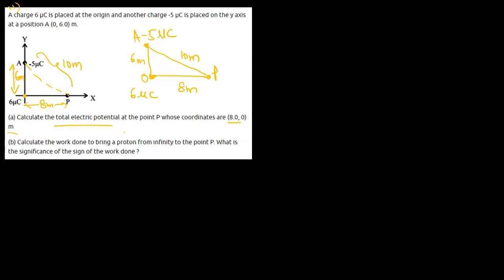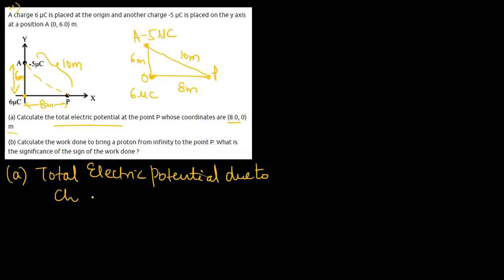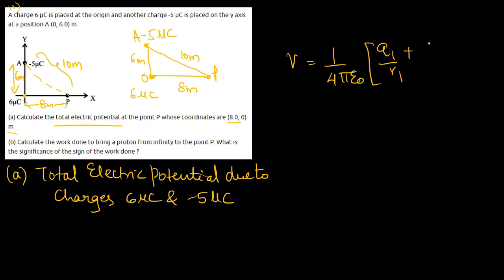Calculate the total electric potential. Why is the word total? Because there are two charges. One is 6 microcoulomb positive charge, the other is minus 5 microcoulomb negative charge. So the first part of the question, A: the total electric potential due to charges 6 microcoulomb and minus 5 microcoulomb is given by V equal to 1 by 4 pi epsilon naught times (the first charge Q1 upon the distance R1 plus second charge Q2 upon R2). So I have 1 by 4 pi epsilon naught as 9 into 10 raised to 9. Let us assume the first charge Q1 is the positive charge.